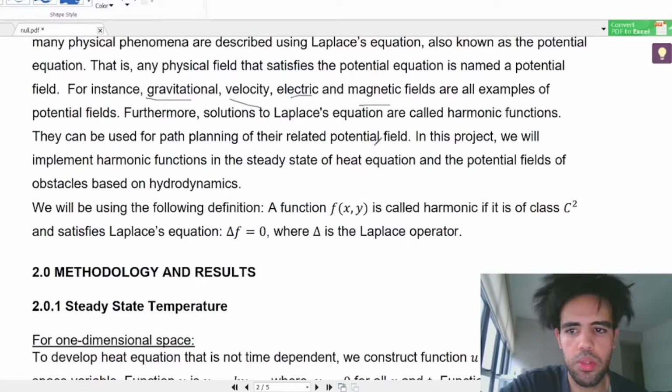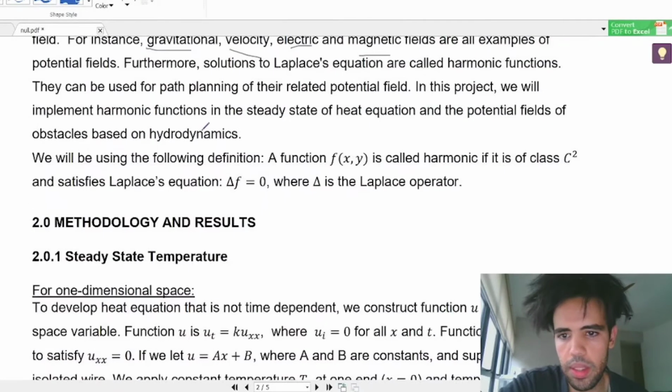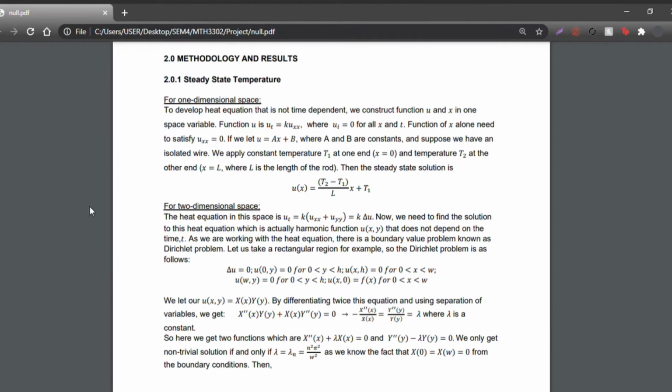In this project we will use two applications of these functions. The first one is to use harmonic functions in the steady state of the equation, and the second one is to use it in the potential fields of obstacles based on hydrodynamics. We will use the definition of Laplace's equation and the harmonic functions. A function f is called harmonic if it is of class C2 and satisfies the Laplace equation. The Laplacian of f equals 0, which also means that the divergence of the gradient of f equals 0. Okay, I will start with the methodology and results.